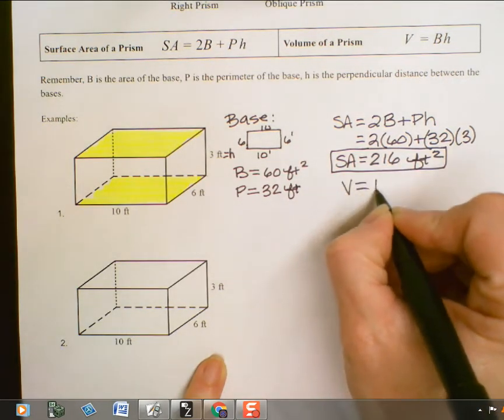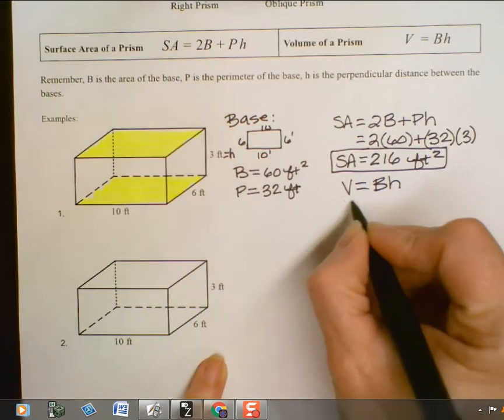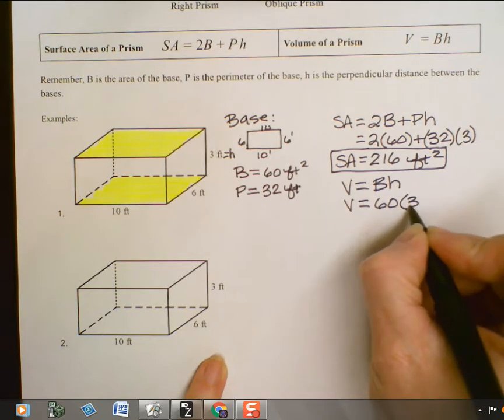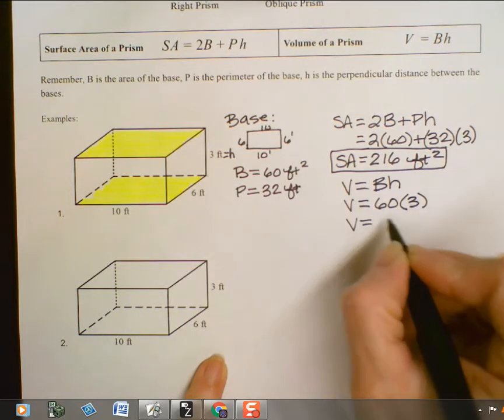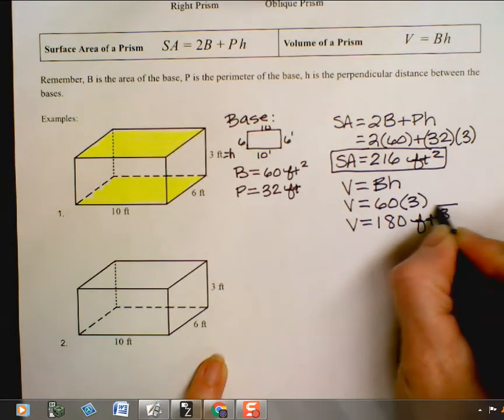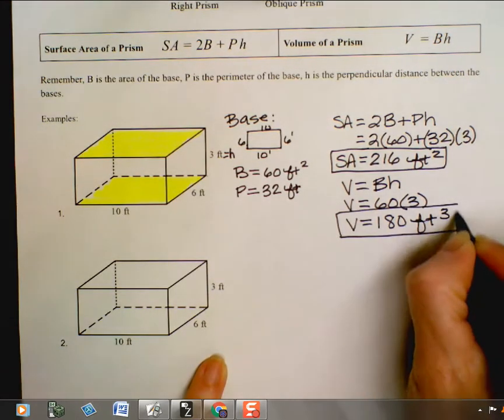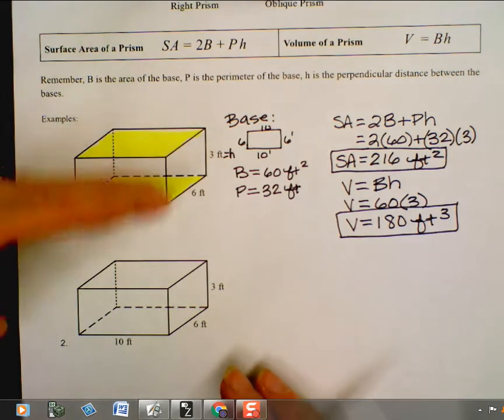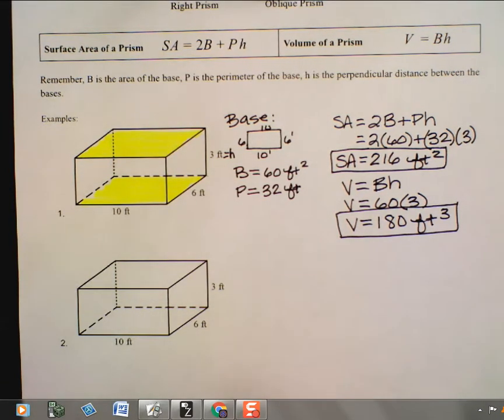Volume is the area of the base times the height. So the volume in this case, the area of the base is 60 times the height of the solid, 3. 60 times 3, 180 feet cubed. So that's the process that we'd employ if we were using what appear to be the top and the bottom of this prism as the bases.